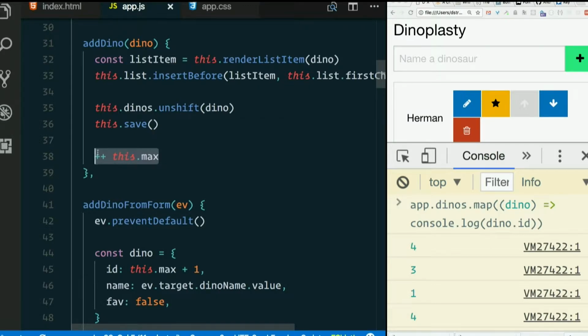So what can we do instead? Instead of always incrementing it, what if we said, did anybody fix this? Who fixed this? What'd you do, sorry? Okay.